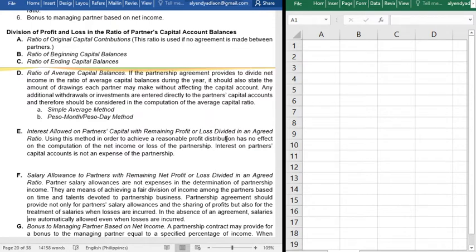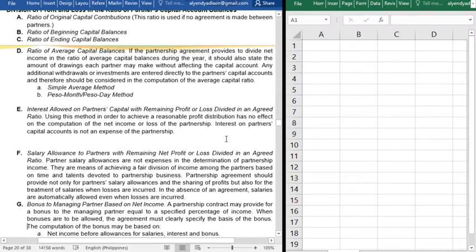Unless there is an agreement that we should not provide salaries to the partners whenever there are losses. That is the time when we are not going to provide salaries. But if there is no agreement as to that, then automatically we are to give salaries even when losses are incurred. Now next, let's proceed to the bonus to managing partner based on net income.